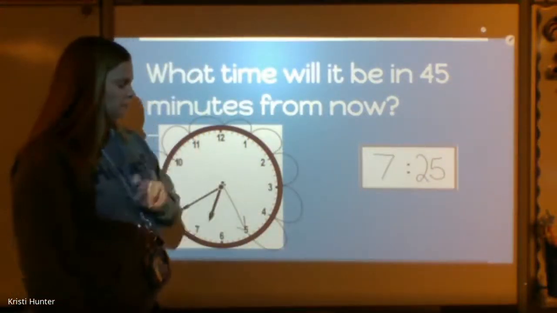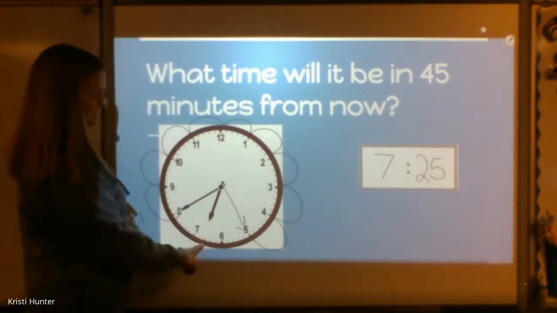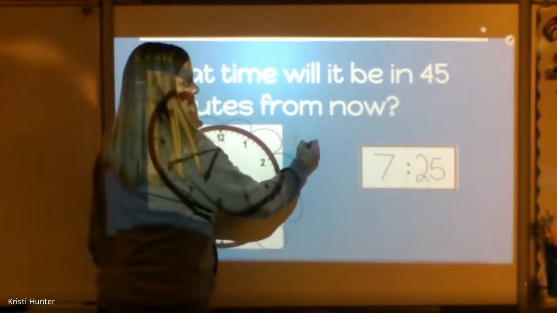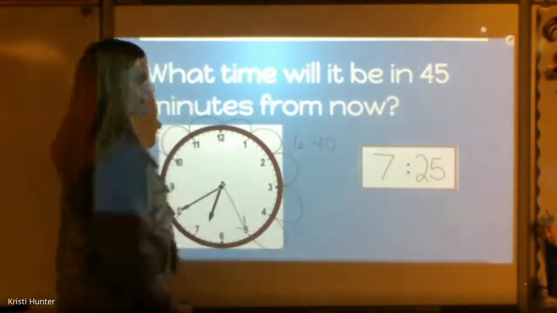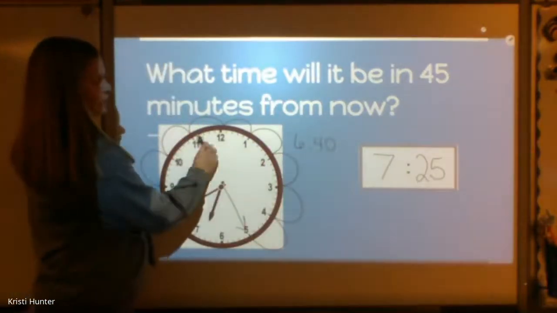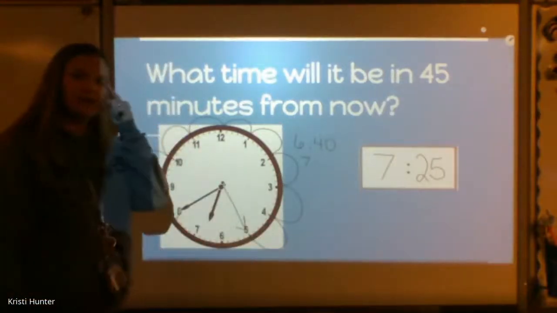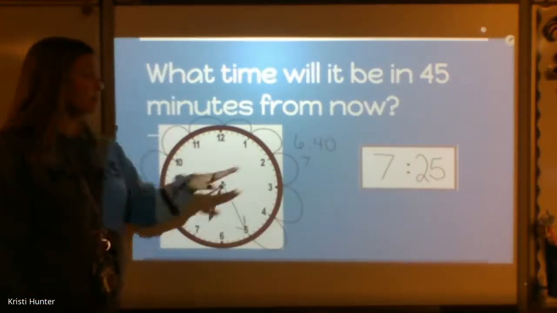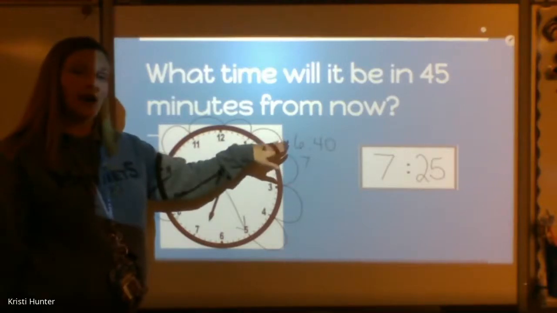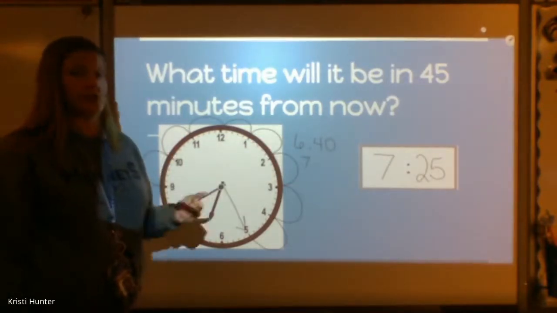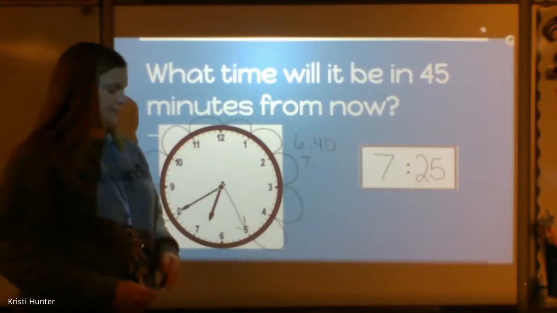Remember, if it helps you first to write down your digital time, so my first clock was 6:40, you can write that time down so that I know when I pass that o'clock, ooh, it had to go up to 7. So that can be my reminder. If you need to write it down, you can write it on a scrap piece of paper or a dry erase board because obviously you can't write on your computer screen.